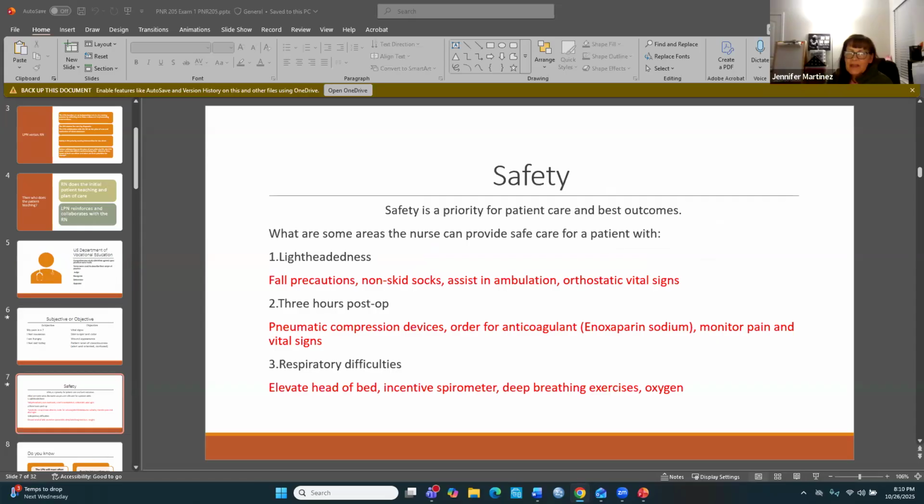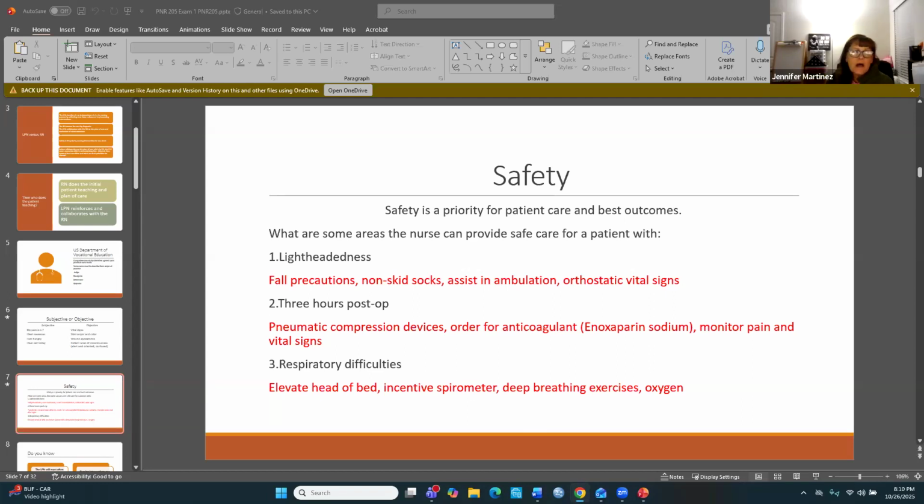So if a patient complains of feeling lightheaded, some of the safety interventions that we could put into place would be fall precautions, making sure they have their non-skid socks, and assisting them with ambulation. We can also do those orthostatic vital signs, right? That will help us determine if there is a drop in their blood pressure when they're changing positions, which increases their risk for falls.